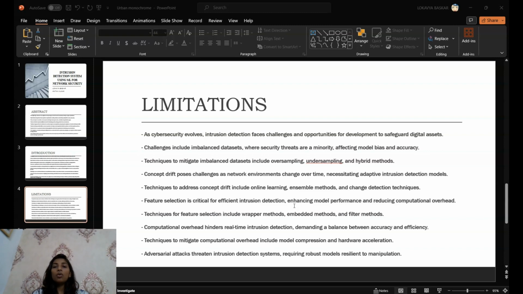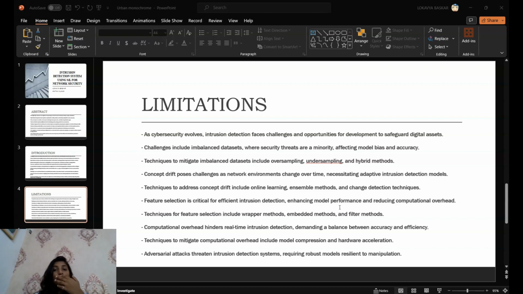Now for the limitations. One significant hurdle that we have encountered is imbalanced data sets. In the realm of intrusion detection, security threats often constitute a minority class compared to normal network traffic. This imbalance poses a considerable challenge for machine learning algorithms, which may struggle to adequately capture the minority class, leading to a biased model that prioritizes the majority class. Addressing this limitation requires innovative strategies to rebalance the dataset and ensure that intrusion detection systems can effectively detect and mitigate potential security threats.